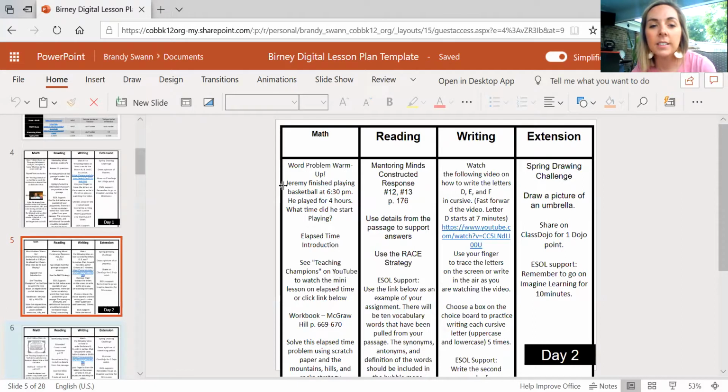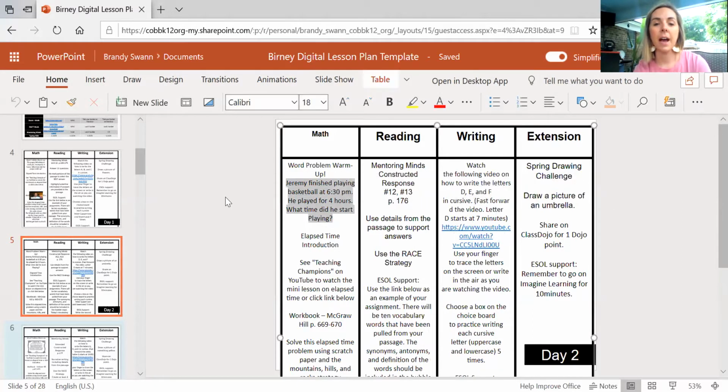All right, so it says, Jeremy finished playing basketball at 6:30 p.m. He played for 4 hours. What time did he start playing? Yesterday in the video, I talked about 3 different kinds of elapsed time word problems. There are the ones where you know the start and end, and you're looking for the elapsed time. There are ones where you know the start time and you know how much time was spent, like with the puppy dog sleeping yesterday. And there are ones where you know the end time and you know how much time was spent, but you're looking for the start time. That's this kind of word problem today. And in my opinion, it can be a little more challenging, so I want to model it for you today.